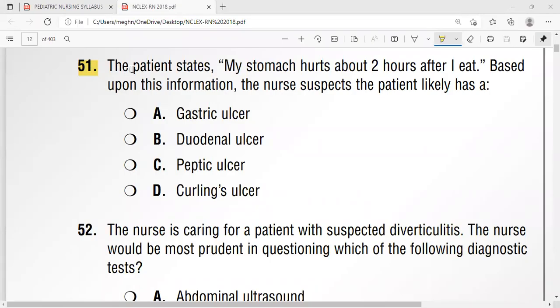So question here, the patient states, "My stomach hurts about 2 hours after I eat." So "after I eat" is the keyword. Based upon this information, the nurse suspects the patient likely has a gastric ulcer, duodenal ulcer, peptic ulcer, or curling ulcer.